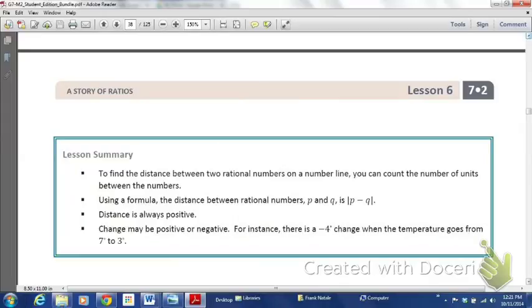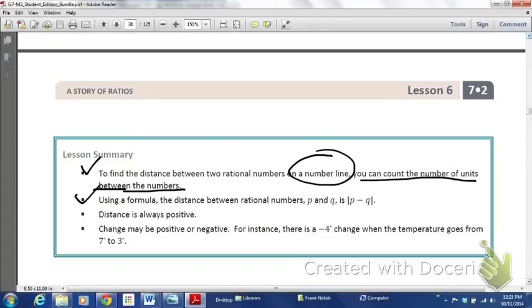Okay, so in closing, let's look at our summary again. Just a few key points that we learned. To find the distance between two rational numbers, reading from the number line, you can just count the number of units between the numbers. It's always a good way, especially early on, to use a number line at least to check, to support your answer.